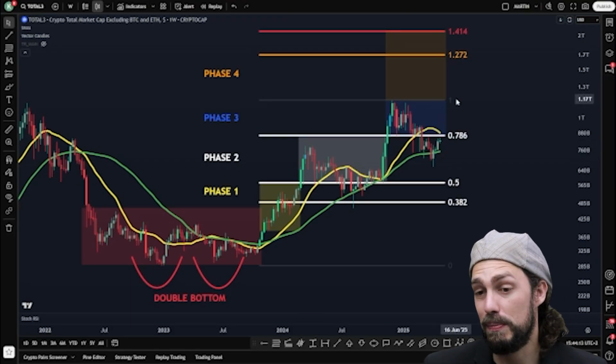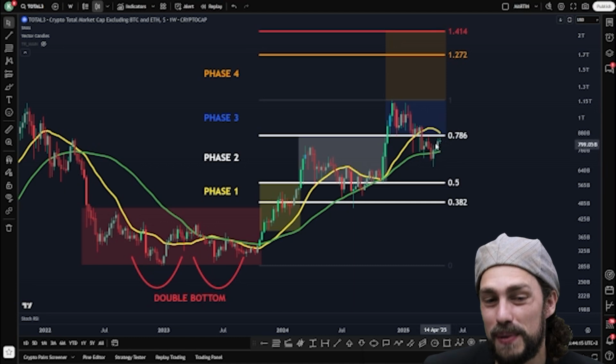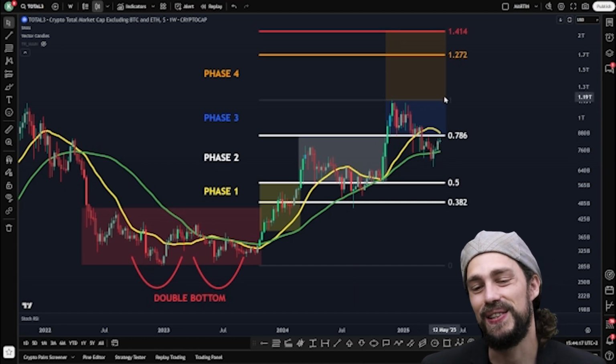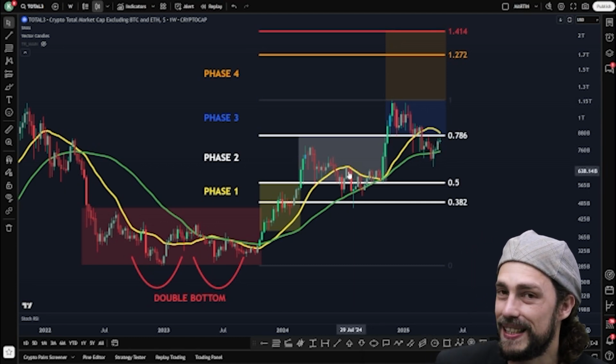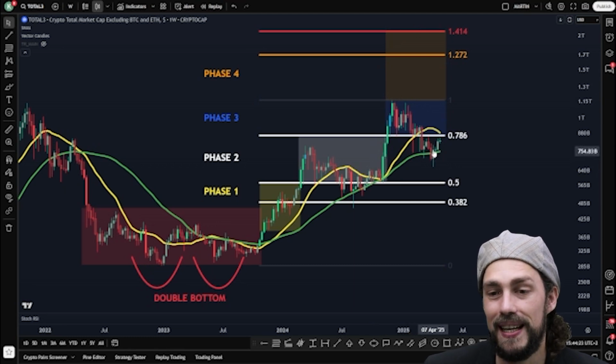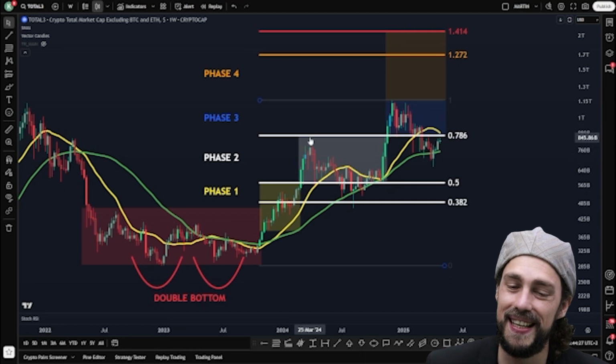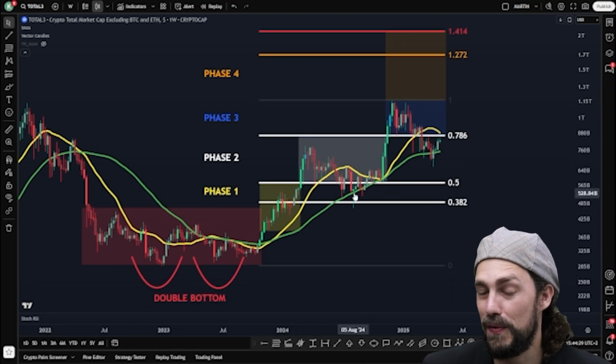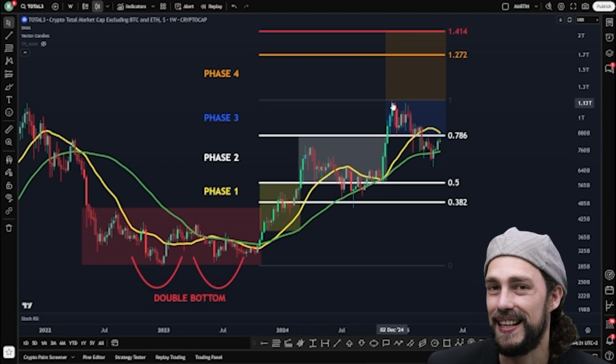Now, if history were to repeat, we can expect a push higher breaking into phase 4 following a similar pattern. A push up into resistance, break down to the 50 SMA, and a push higher. Exactly the same as what we had here. A push into the phase, a breakdown back to the 50 SMA, and a push into the next phase.